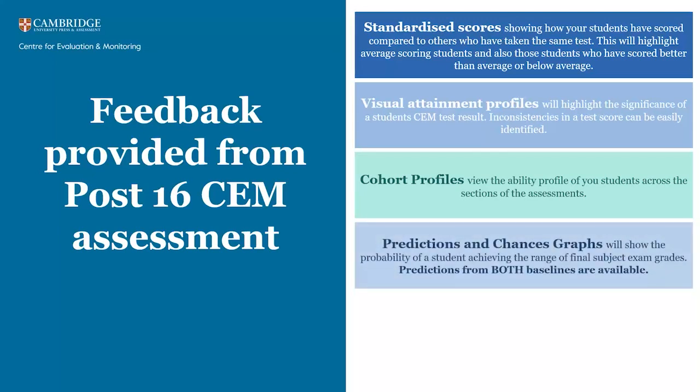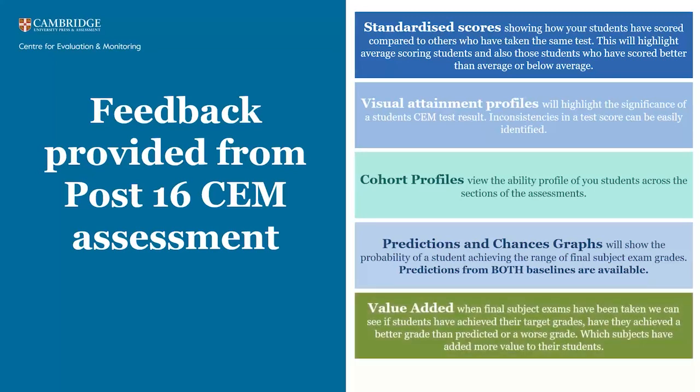We've got our predictions and chances graphs. They are available from both baselines. So if you have uploaded the average GCSE result that a student has achieved, then you will be able to look at predictions from both of those baselines, the adaptive test and the average GCSE. And then the final piece of the data puzzle is the value added. Value added is simply the difference between predicted and achieved high stakes subject grades. Okay, so we can look and see, has the student achieved the kind of grades that we thought they would, that they were predicted from their Chem baseline test or their Chem baseline measure? Have they done a little bit better? Have they maybe not quite achieved the kind of grades that we thought they would? Are there any subjects where students have actually achieved higher grades?